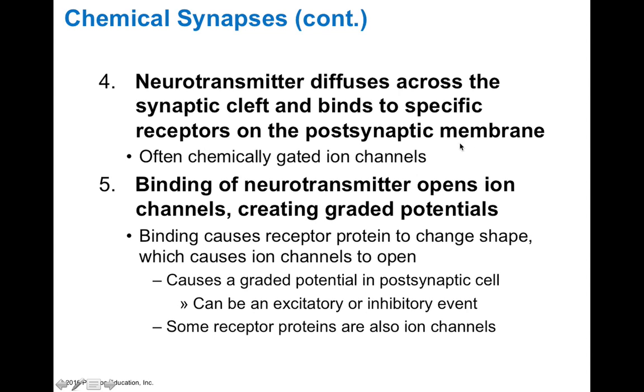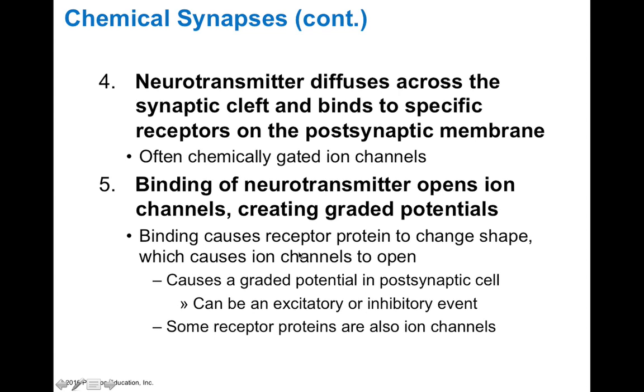Once those neurotransmitters are released into the synaptic cleft, we see that they can diffuse and bind to specific receptors on the postsynaptic membrane, and these are often chemically gated ion channels. The binding of neurotransmitter opens these ion channels, which can create graded potentials, and these graded potentials can be either excitatory or inhibitory, depending on whether they depolarize or hyperpolarize the voltage.